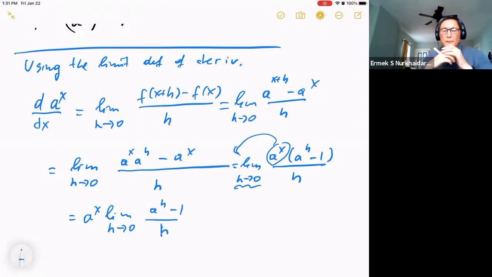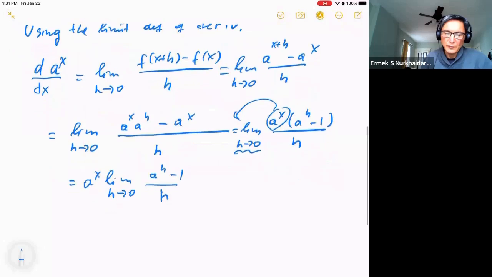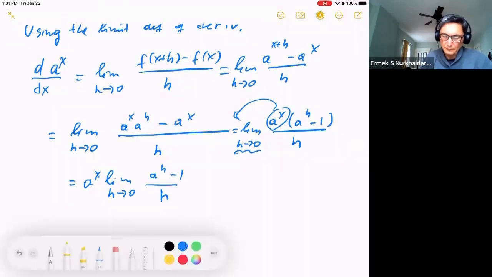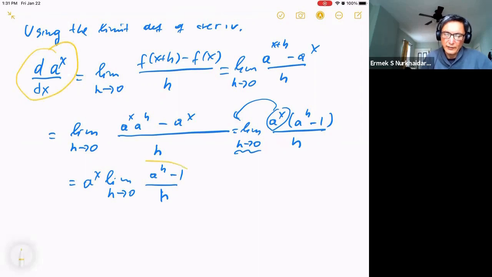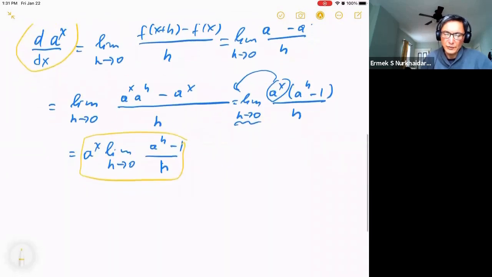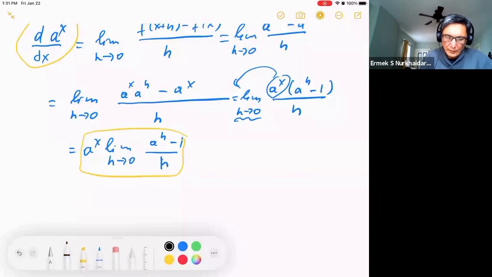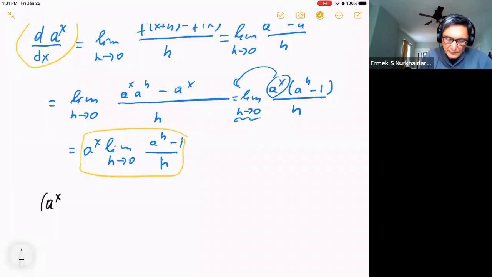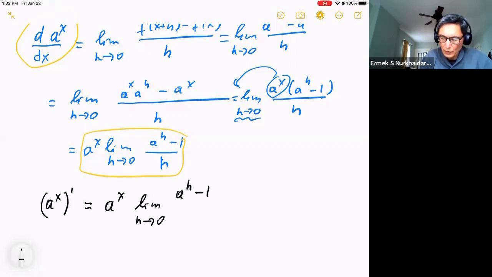Right, so we get that. Interesting looking expression, so let me rewrite it one more time. That's where we started, that's where we ended, so I'll write them together. So we got the derivative of a to x equals a to x times the limit as h approaches 0 of a to h minus 1 over h. So that's what we got for the derivative of an exponential function.